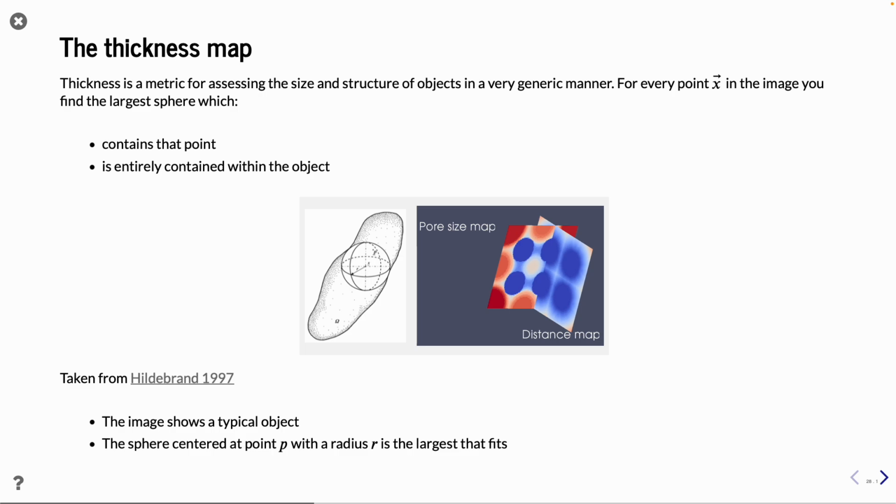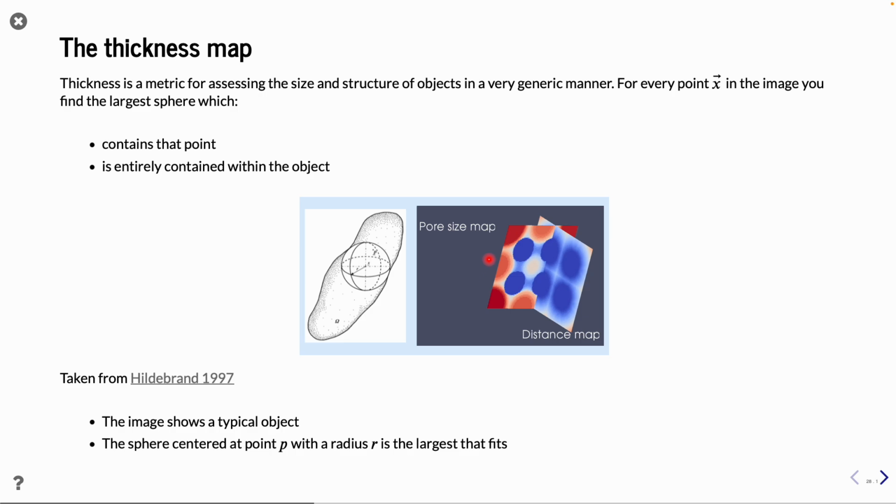Cousin to the distance map is a thickness map. It's almost the same, but anyway different. So in this plot here, you can see what the distance map looks like and what the pore size map, or thickness map, looks like. They have different names depending on which area you're working in. And what it does, in principle, is look at a pixel and see which is the largest distance within the radius of that pixel, and that is the value that you plot.